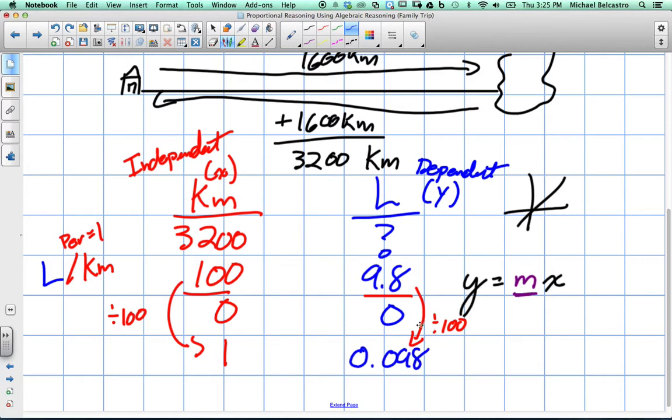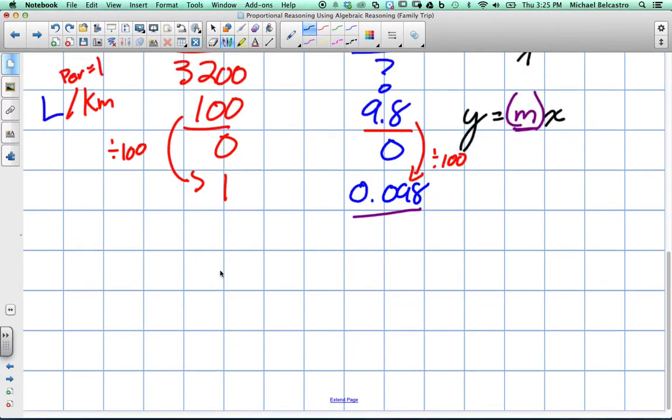You can use a calculator if you want to check that. That is our m value. So we're going to replace m in our equation with that number. Okay, so our equation now reads y is equal to m times x. y is equal to 0.098x. Okay, so I'm going to take this and plug it in my computer.